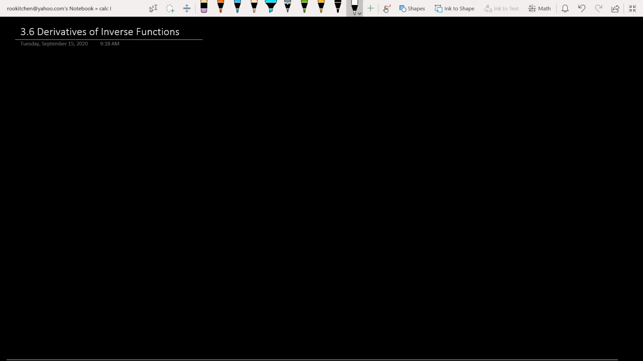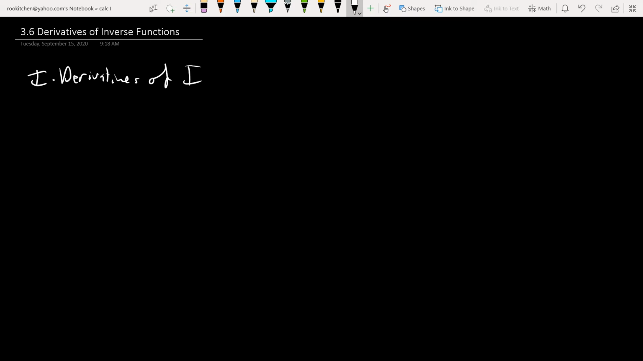So we'll begin with some simple facts. Okay, so derivatives of inverses. And these are, I believe, from a theorem in the book, I think it's 3.16. I could be wrong though, so I'm just going to put theorem.